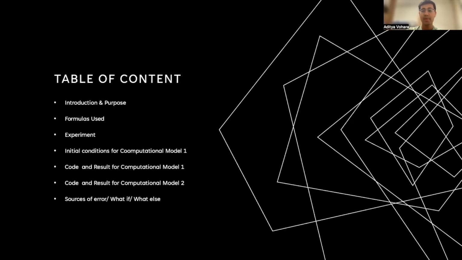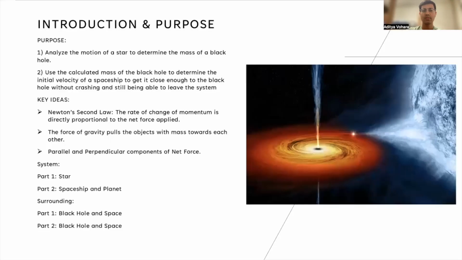Everyone, today I'm going to discuss the Physics 2211 Lab Report 3, which is black hole. Let us start by looking at the table of contents. The table of contents starts with the introduction and the purpose, followed by computational model 1 and its result. Then it is followed by computational model 2, the code as well as the result, and finally the sources of error, what if, and what else.